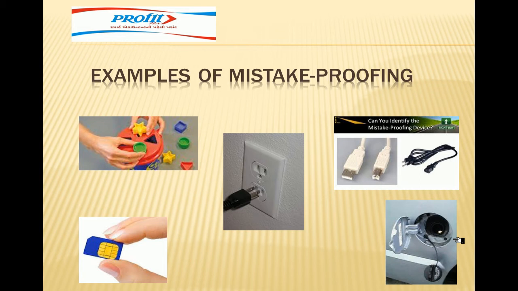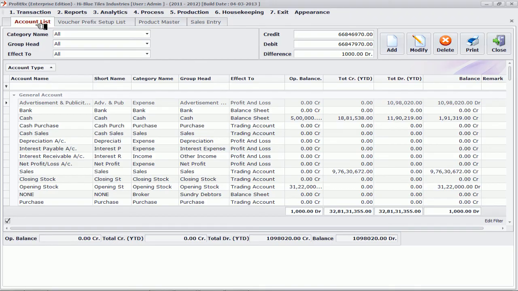These examples show us that the process or the product can be designed in such a way that it cannot allow mistakes to happen in any case. Now let's see how these features have been put into Profit Annex. In Profit Annex, we have designed a variety of options which support mistake proofing.